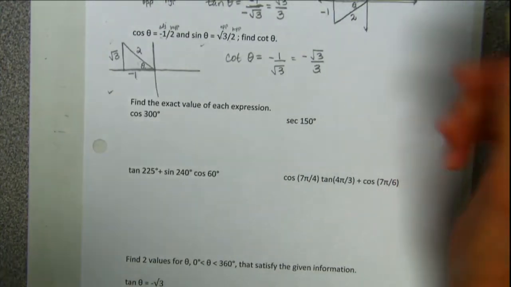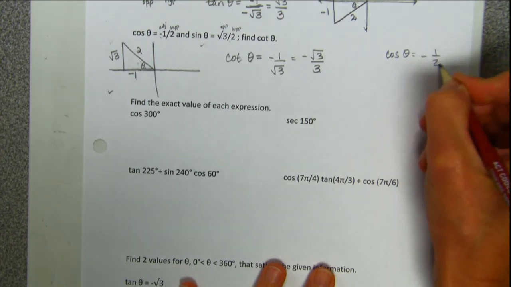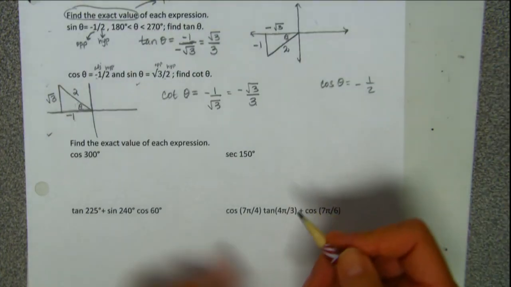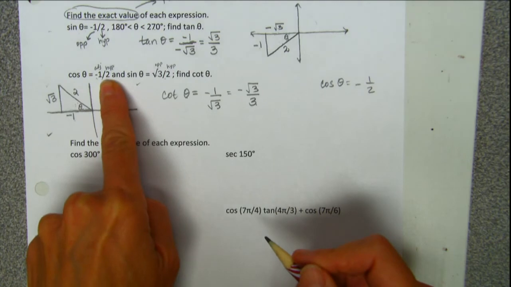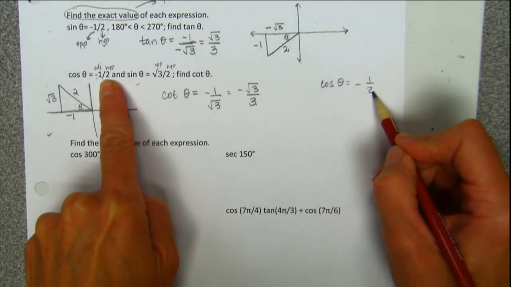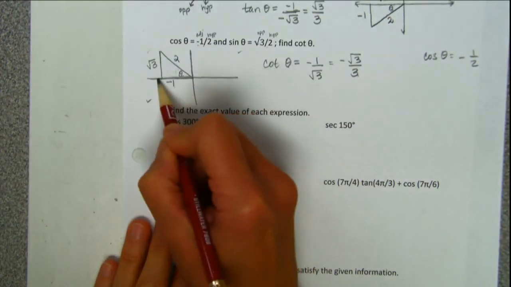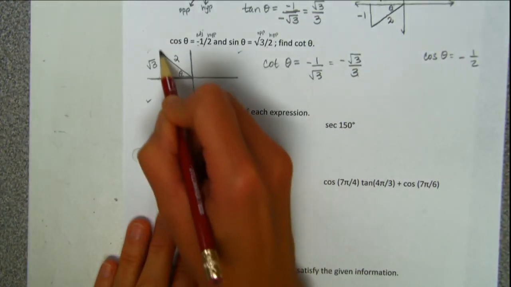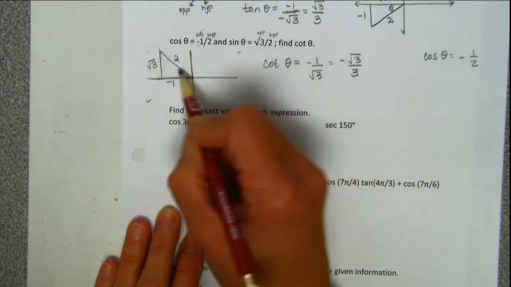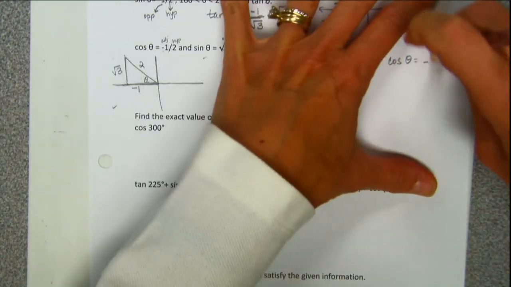Can I make a point? You don't have to write this. If I had the cosine of theta is negative 1/2, it's written for you where the negative is clearly with the 1, but you need to know the hypotenuse will never be negative. The only things that will be negative will be your legs because they talk about x values and y values. So don't ever put the negative with the hypotenuse. The hypotenuse will always be positive.